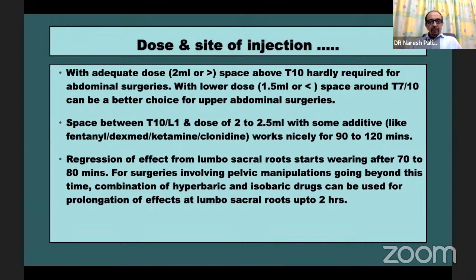There is a regression of effect from lumbosacral roots. It starts wearing off after 70 to 80 minutes. For surgeries involving pelvic manipulations, if you anticipate going beyond this time beforehand, then you can use a combination of hyperbaric and isobaric drugs to prolong the effects at the lumbosacral roots even up to 2 hours or more.